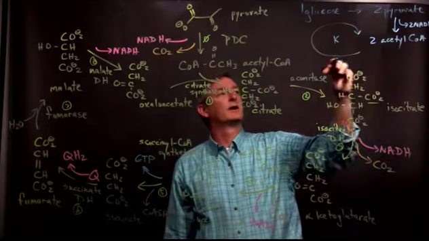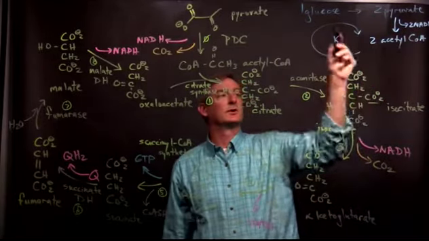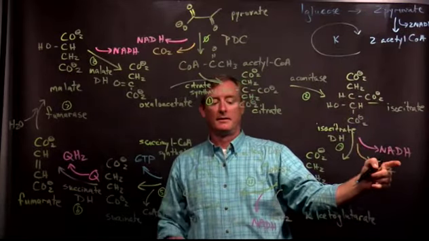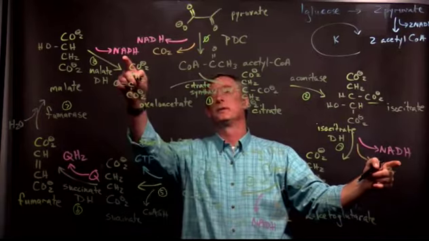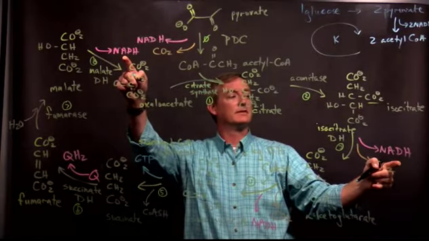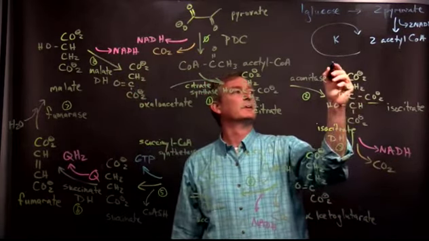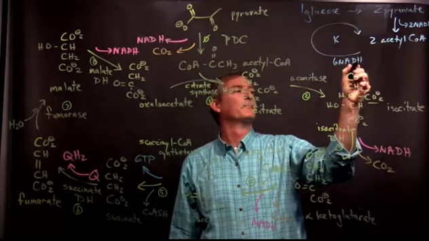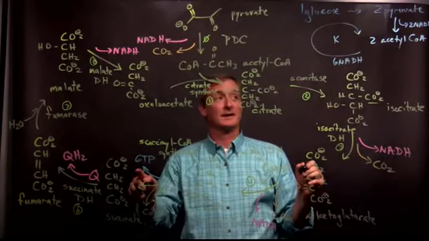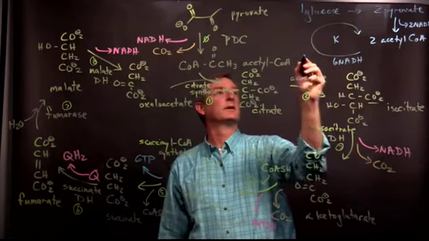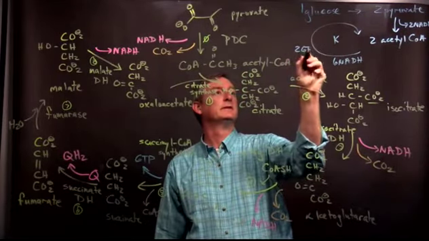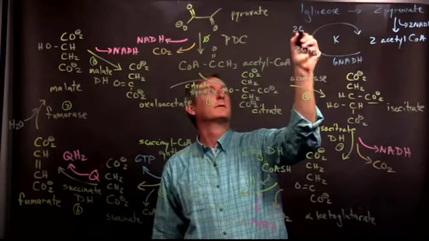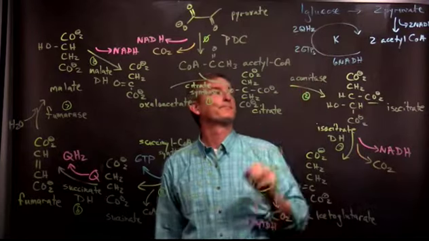As 2 acetyl-CoAs go through the Krebs cycle, you'll see there's 1, 2, 3 NADHs for each acetyl-CoA. So we generate 6 NADHs. We make a GTP for each acetyl-CoA, so 2 GTPs. And we generate 2 QH2 molecules. Okay.